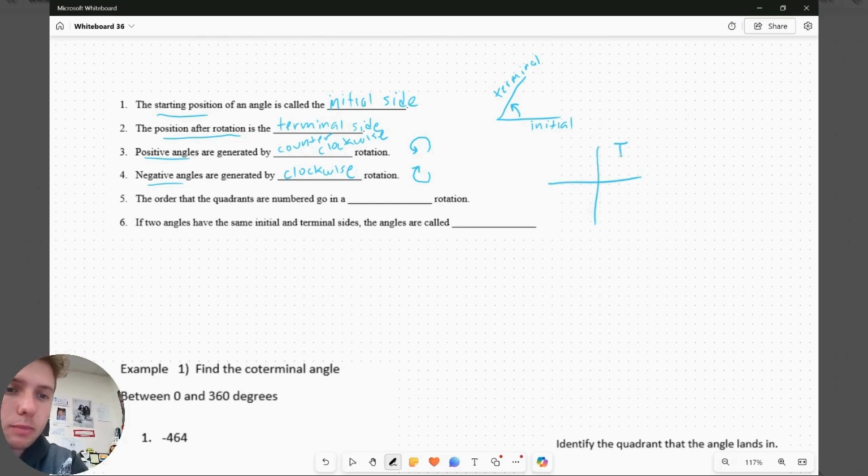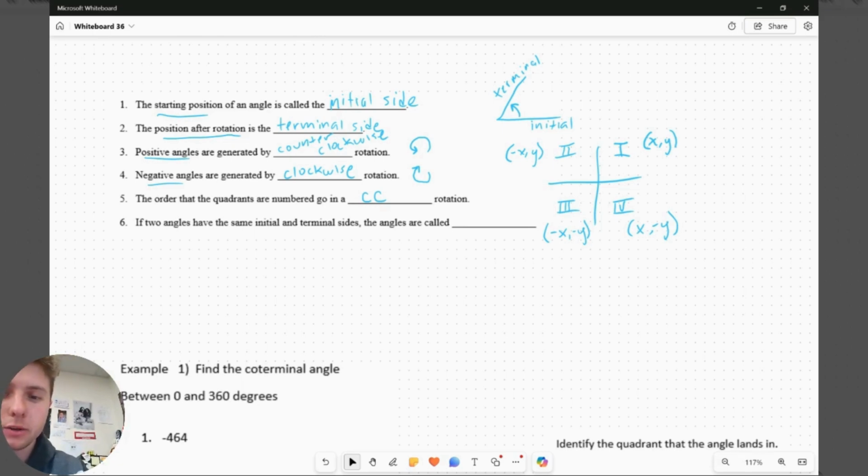Again, positive and negative angles are based off of the quadrants. If you don't have your quadrants memorized, quadrant 1 is the top right of the X and Y axis. Quadrant 2, quadrant 3, and quadrant 4 go around counterclockwise. A few things to note about your quadrants: X and Y are both positive in quadrant 1. In quadrant 2, you're on the negative X side. Quadrant 3 is negative for both, and quadrant 4 is negative for the Y. Number 5 says the order of the quadrants, just like we said, is counterclockwise rotation. I'm just going to put CC to abbreviate that.